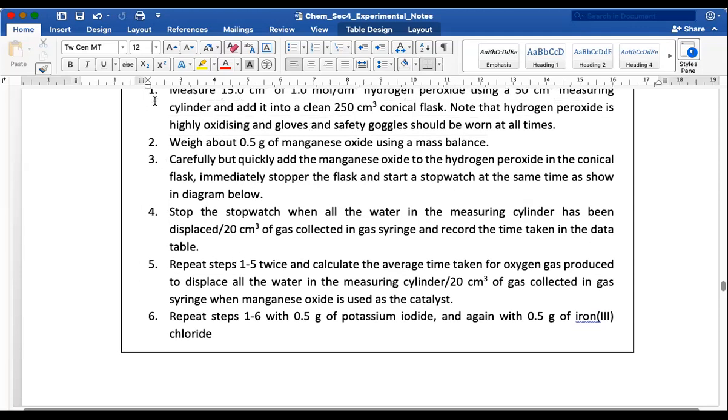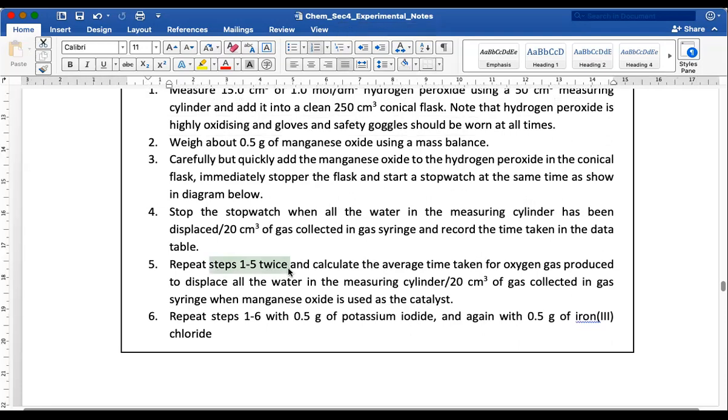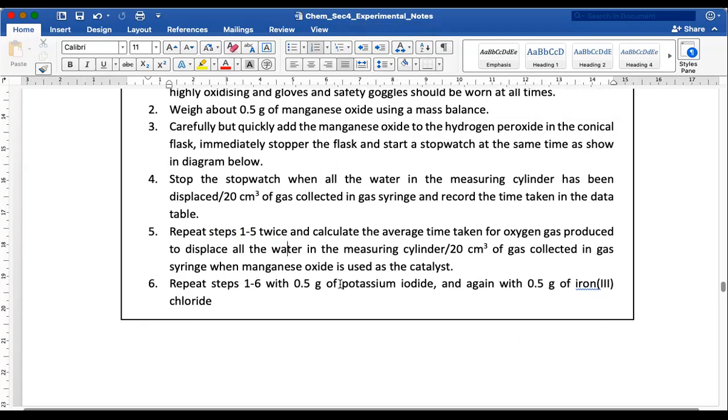It's important to state the number because they can simply write this as a shortcut. They don't have to say "repeat"; they just have to state the number of steps so that the experimenter can refer to it easily. Okay, so repeat twice and calculate the average time, and then repeat with other variables. This is how you can phrase it.